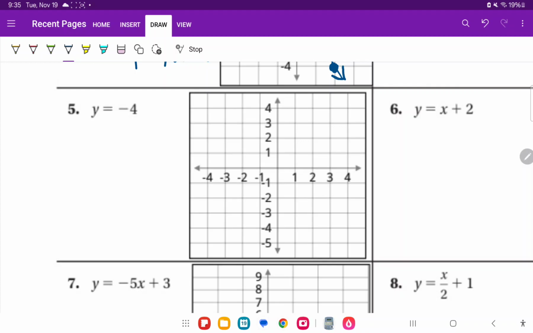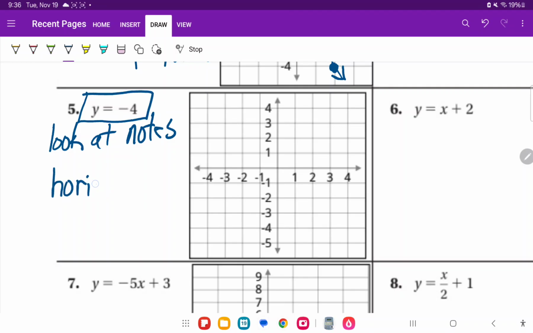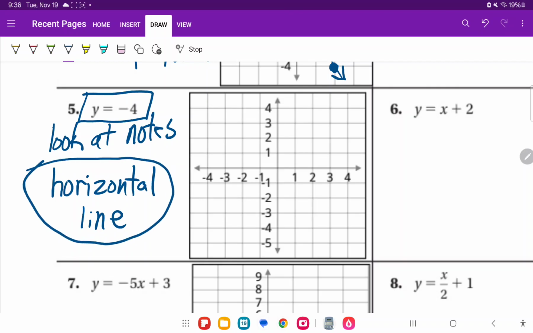Now, if you have your notes out, right, look at your notes. So this is y equals -4. So if you look at your notes, that is a horizontal line, right? It's a horizontal line. So please write that down, okay? Write that part down, horizontal line. So there's no other work to show other than to tell me that.